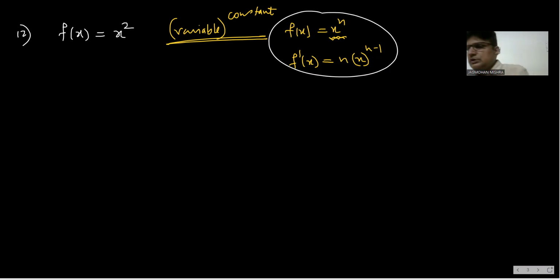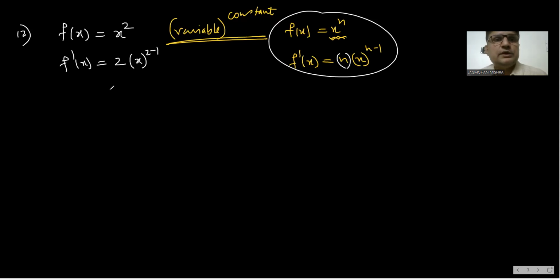If I ask you, how is this the derivative? You will say this is by first principle. So let us apply it here. F dash x is equal to x raised to n, derivative is n into x raised to n minus 1. So 2 into x raised to 2 minus 1, that is 2 into x raised to 1, that is 2x. So remember students, if f of x is x square, f dash x is equal to 2x.